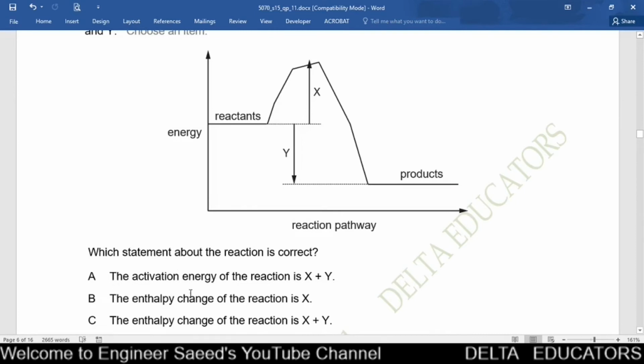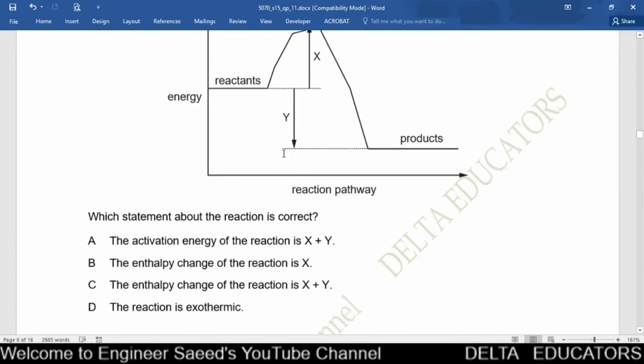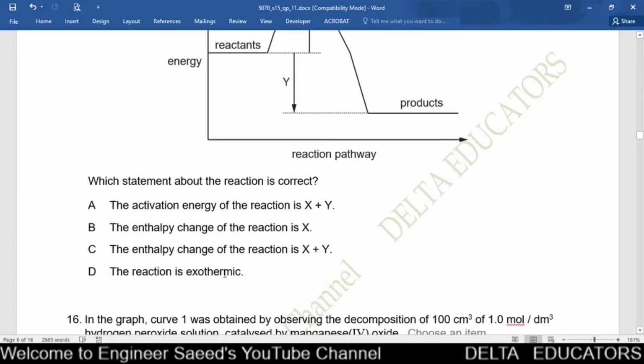Option B: the enthalpy change of the reaction is X. Enthalpy change means the energy change in between the reactant and the product. The enthalpy change, the energy change in between the reactant and product, is given here as Y. It is not X, and in option B, it is given as X. So this option is also incorrect. Option C: the enthalpy change of the reaction is X plus Y. It is incorrect. Enthalpy change is represented here by the letter Y. So option C is also incorrect.